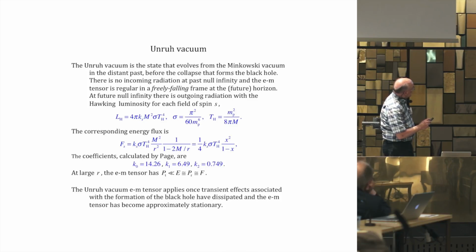At large R, we expect the energy tensor to be that of just radially propagating radiation, where the transverse stress is small compared to the energy density, and the energy density, radial stress and energy flux are approximately equal. This applies once the transient effects associated with the actual formation of the black hole have dissipated and we've approached a stationary state.